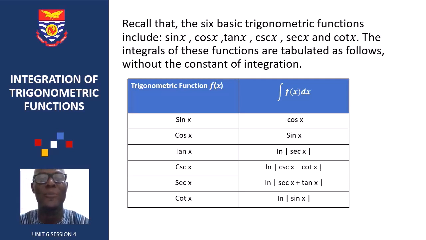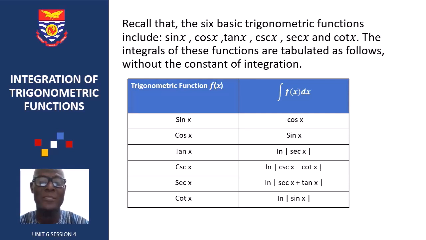We recall the basic trigonometric functions as sine x, cos x, tan x, and their inverses as cosec x, sec x, and cot x. Now the table below shows the integrals of these basic ratios. Now if sine x is integrated, it gives negative cos x. If cos x is integrated, we have sine x.